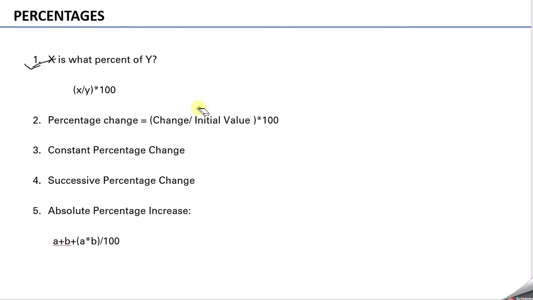Next is percentage change. Say you have 100 as the initial value and then it is 125. You need to calculate the change. This is the initial value, this is the final value. What is the change? 125 minus 100, 25. So this is the change upon initial.